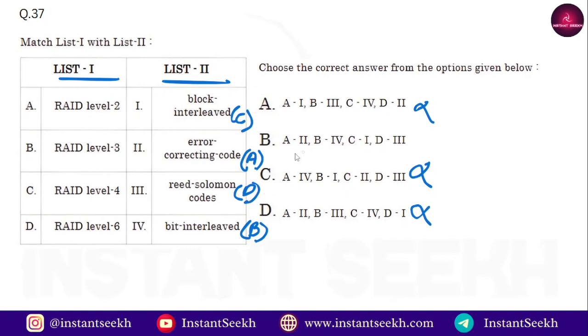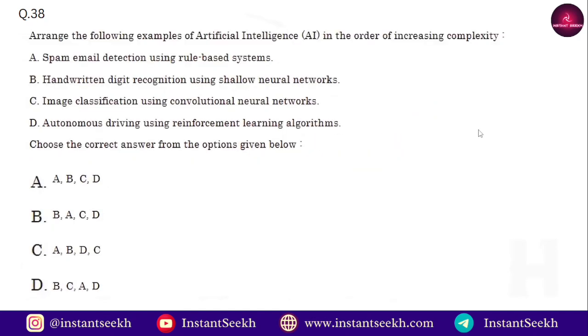So your correct matching pattern will be A goes for 2, that is read level 2 goes for error correcting code, read level 3 goes for bit interleaved. C, read level 4 goes for block interleaved, and D, read level 6 goes for Reed-Solomon codes. So your correct matching option will be option number B, the right answer for this particular question. Let's move on to the next.